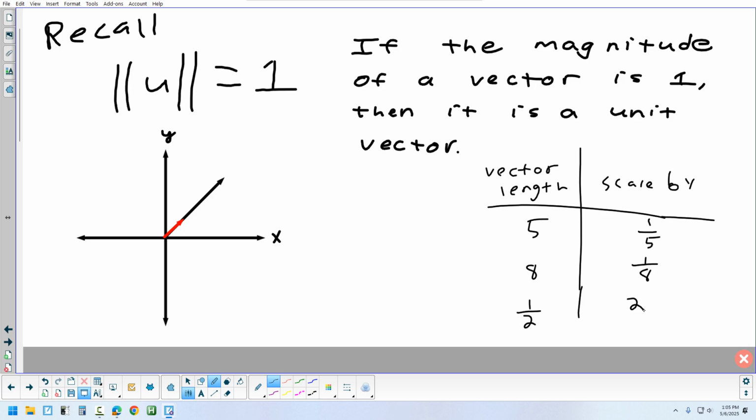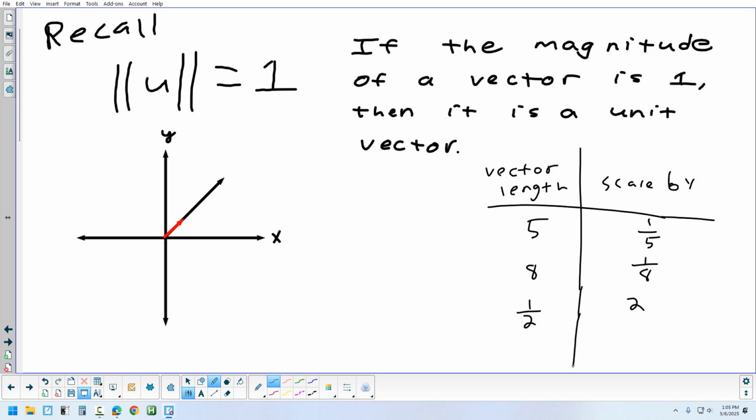So what's the connection between the length and what you scale it by? It's the reciprocal. So what if you had a vector x units long? You'd scale it by 1/x. So that's the key. If you want to turn a vector into a unit vector, scale it by its length flipped. Scaling it by the reciprocal of its length will force it to be 1 unit long.